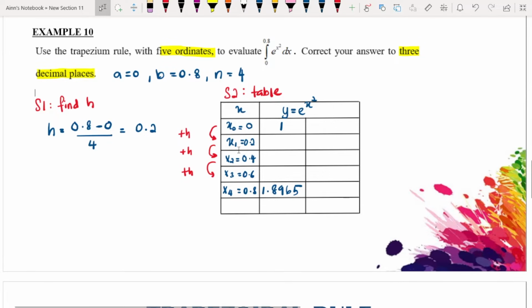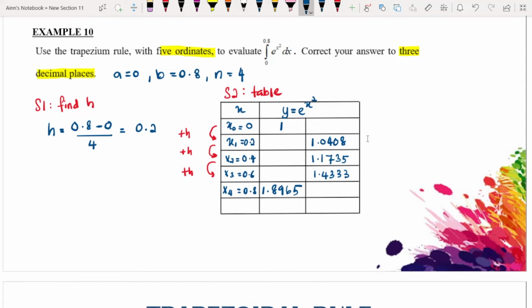So we're just going to substitute 0.2 into x here. We're going to have e to the power of 0.2 squared. You just press your calculator, and you're going to get 1.0408. And this one, just substitute 0.4. You will get 1.1735. And the last one is 1.433.